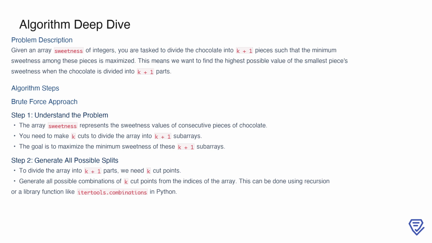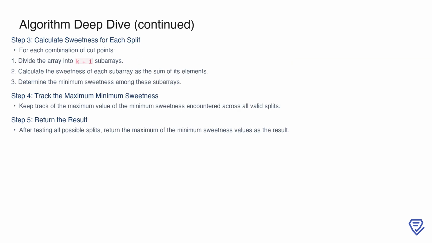The array elements correspond to sweetness values of consecutive chocolate pieces, and by making k cuts, we divide this array into k plus 1 subarrays. The challenge is to find an arrangement of cuts that yields the highest possible minimum sweetness value. To achieve this, we start by generating all potential ways to make k cuts, which involves selecting combinations of indices in the array. This step can be implemented either through recursion or by directly using helper functions like itertools.combinations in Python.